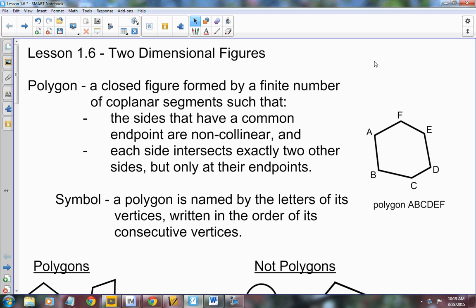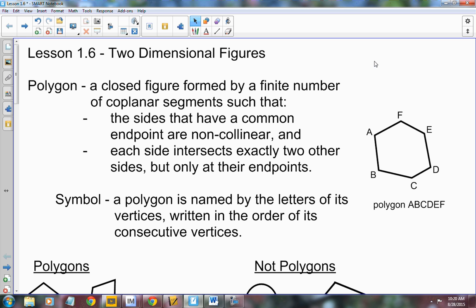Okay? When you name it, you use the vertices to name it, and the vertices are where the line segments intersect. You can name it going clockwise or counterclockwise. You don't want to skip all over the place. Like this one, they went counterclockwise. It's polygon A, B, C, D, E, F. But you could go F, E, D, C, B, A. That would be fine. But you wouldn't want to flip-flop all over the place. Okay, so you name the polygon according to its vertices.